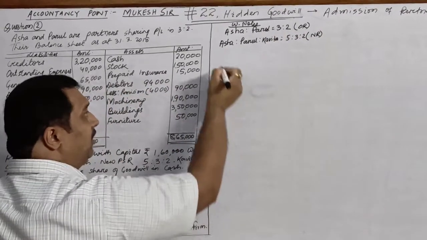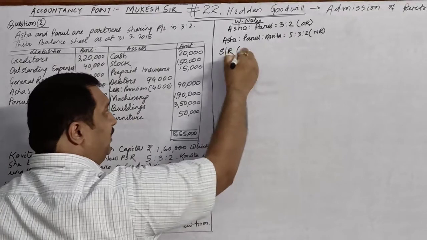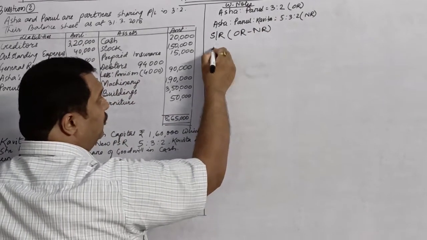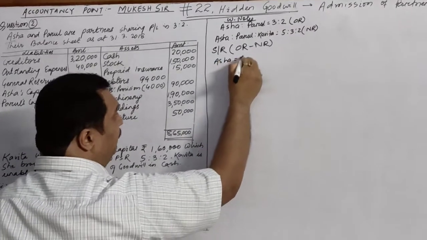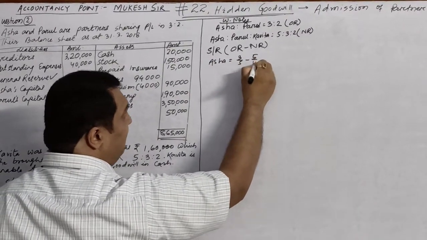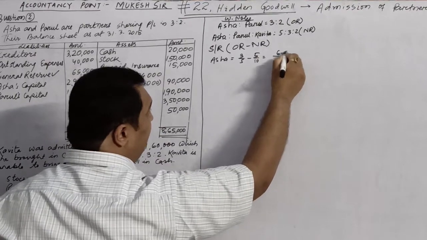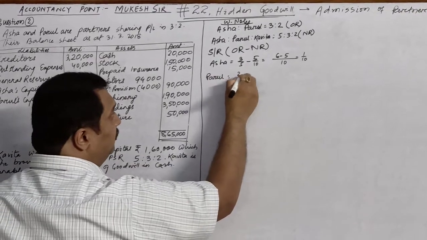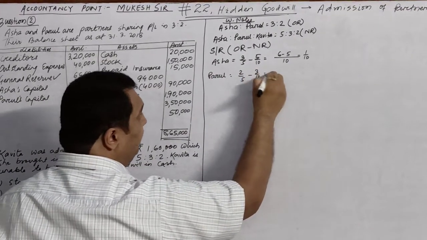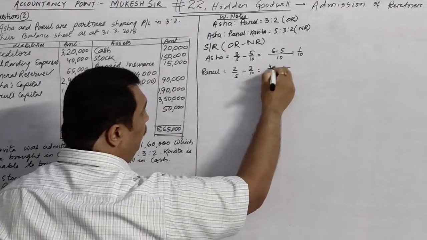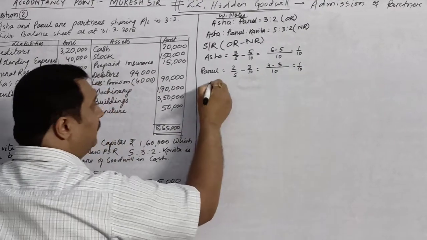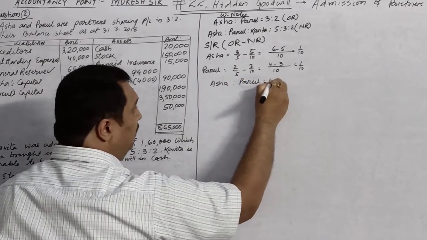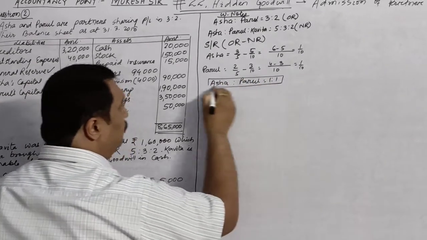So with the help of the old ratio and new ratio, we will be able to calculate the sacrificing ratio. Old ratio minus new ratio. Old ratio for Asha is 3/5 minus 5/10. If I take the LCM, 6 minus 5, this is 1/10. And for Parul, it is 2/5 minus 3/10. So LCM will be 10. 4 minus 3, it is 1/10. So the sacrificing ratio between Asha and Parul will remain as 1:1.